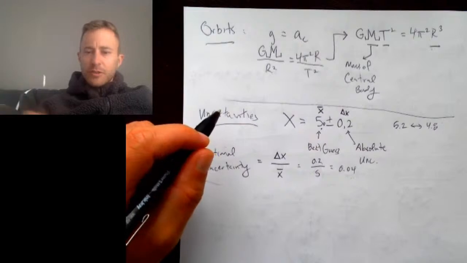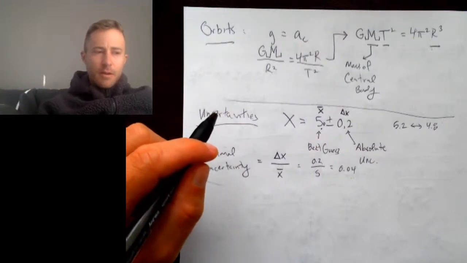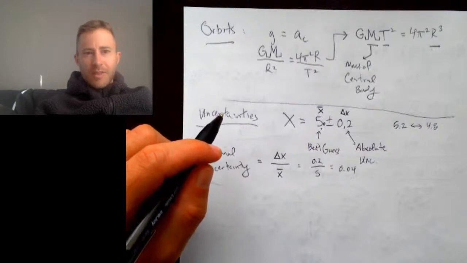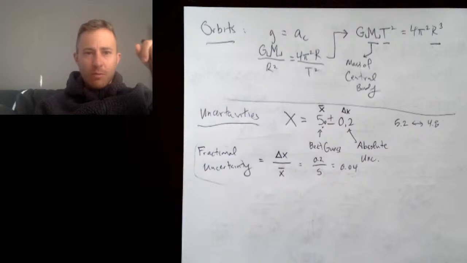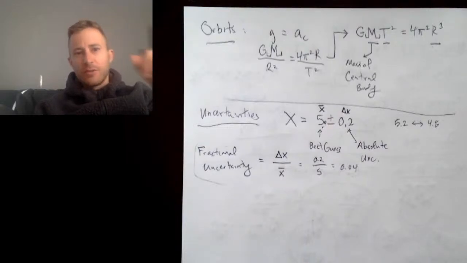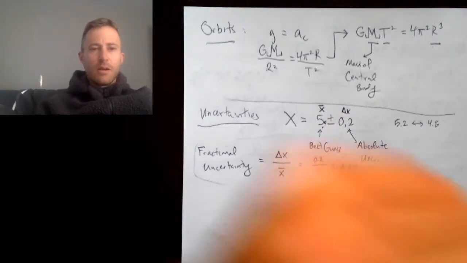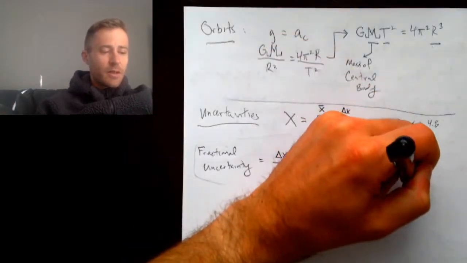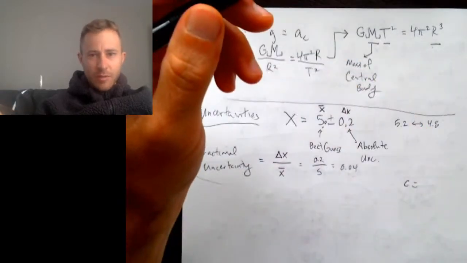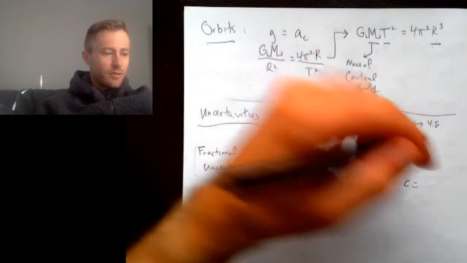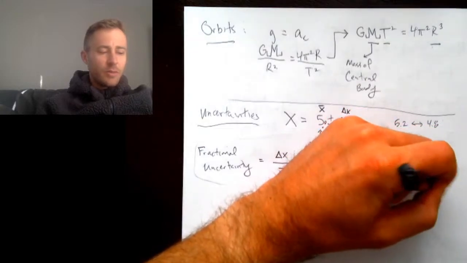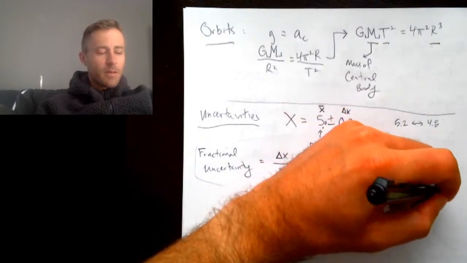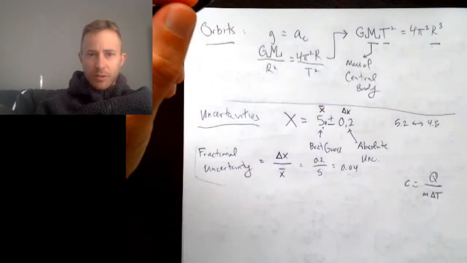Now, oftentimes in physics, we are making a measurement, and that measurement isn't the final goal. The final goal is something else. Okay. So an example that just pops into my head is what if you wanted to know the specific heat capacity of something? So you have Q equals mc delta T, so rearranging that equation, you have this, all right?